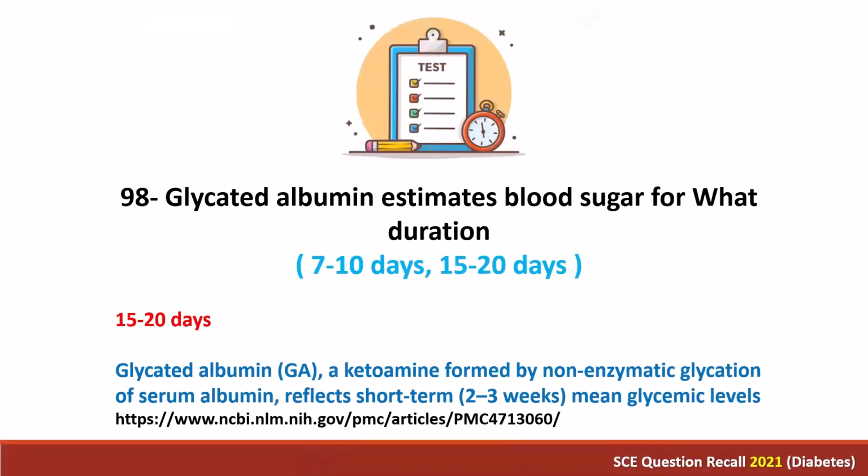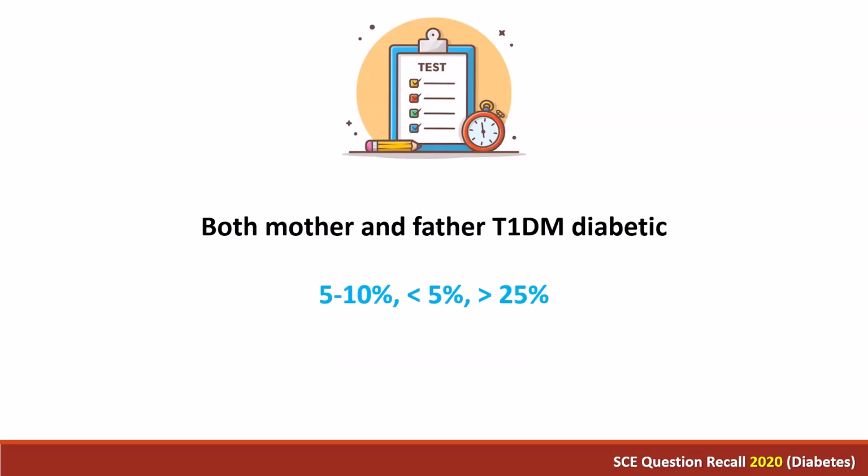Another question related to glycated albumin, which reflects hyperglycemia in the preceding which duration? As I mentioned previously, it is 2 to 3 weeks. Glycated albumin will represent the preceding 2 to 3 weeks like fructosamine, but hemoglobin A1C reflects 2 to 3 months.